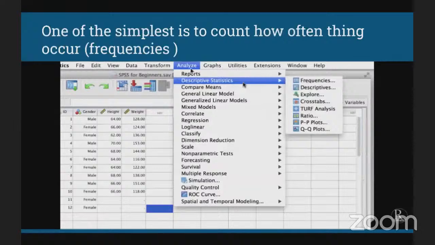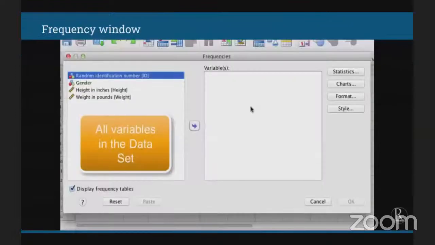The easiest thing in analyzing data is to count how often things occur. So in Descriptive Statistics, we're going to choose Frequencies. We open the Analyze menu, and when we choose Descriptive Statistics, it shows us a sub-menu. And we will choose Frequencies, and this Frequencies window is going to pop up.